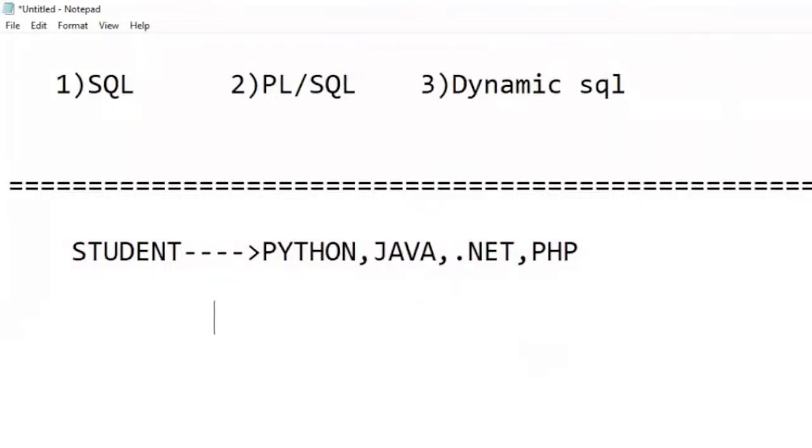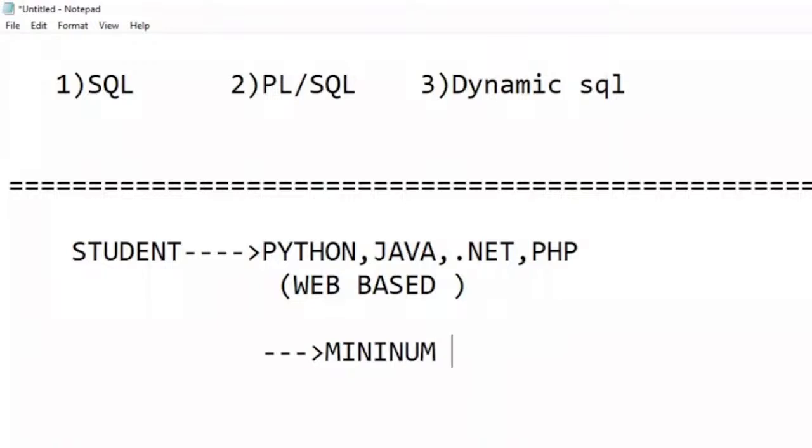Web-based development is also possible in Java or Python. These web-based application programmers compulsorily need minimum knowledge of databases on the project side. Why? Because Java programmers use JDBC, and .NET programmers use ADO.NET, and they are using relational databases.